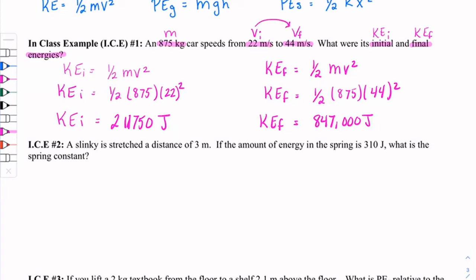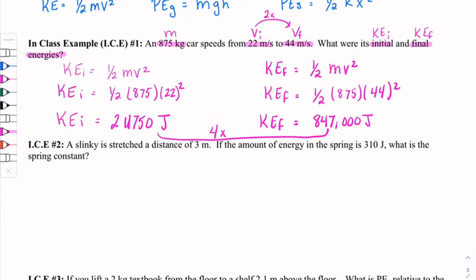So what I want to point out with this problem is that the velocity from initial to final doubled from 22 to 44. The velocity doubled. But if you look at the kinetic energy, it did not double. As a matter of fact, the kinetic energy quadrupled. If you put that in your calculator, you'll see that 211,750 times 4 is exactly 847,000. And the reason why the kinetic energy didn't double but rather quadrupled is because in the kinetic energy equation, velocity is squared. So the change in velocity, which is 2, double, right? The change in velocity is also squared to give you a quadruple.